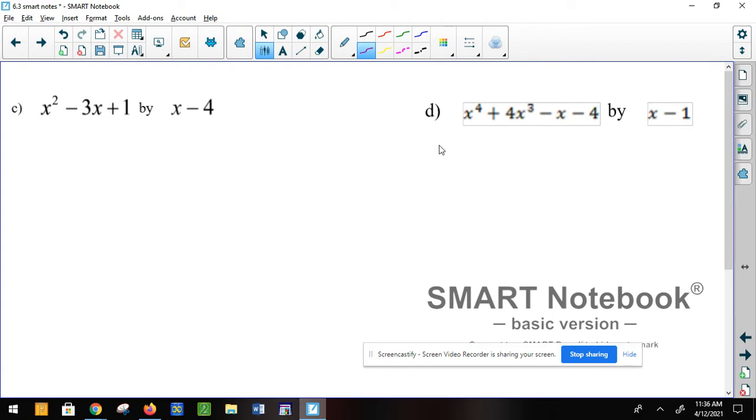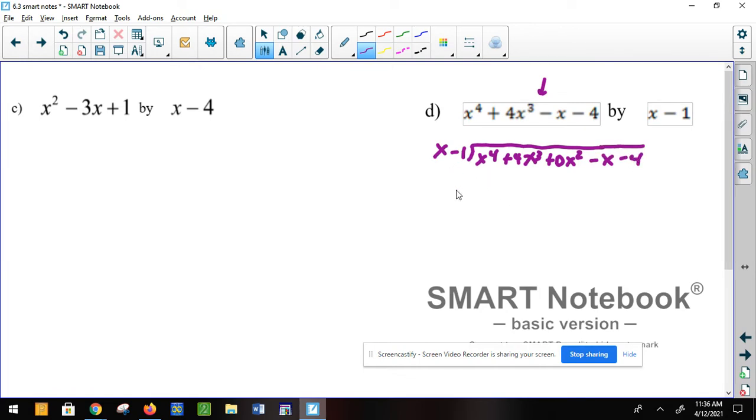X minus 1 is the divisor that goes up front. It's really important if you notice, you got 4th degree, 3rd degree, and then linear, right? We're missing a quadratic. We need a placeholder. You can't do this with a missing term. So you got x to the fourth plus 4x cubed, we're going to write plus 0x squared, and then minus x minus 4.